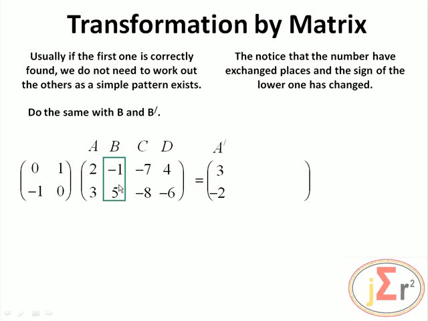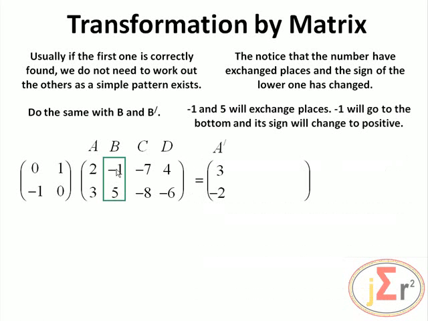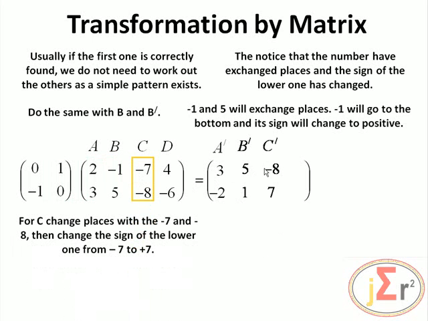So we're going to change these around. The -1 is going to go down and the 5 is going to go to the top. And then we are going to change the sign of the one that is at the bottom, which is -1. It is going to be changed to +1. So we have 5, 1. And of course here, the -8 is going to go to the top. The -7 is going to go to the bottom. And we are going to change the sign of the one that is at the bottom, which is -7. It is going to be changed to +7. So we're going to have -8, 7.